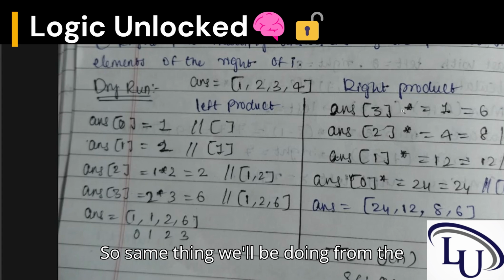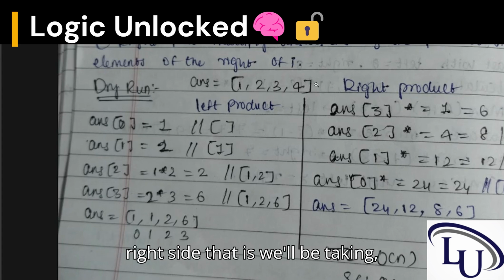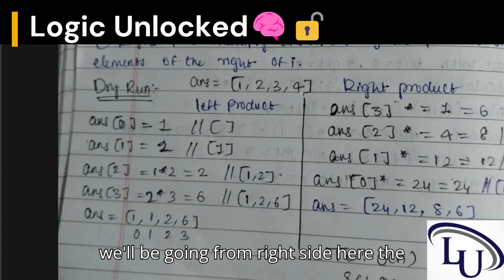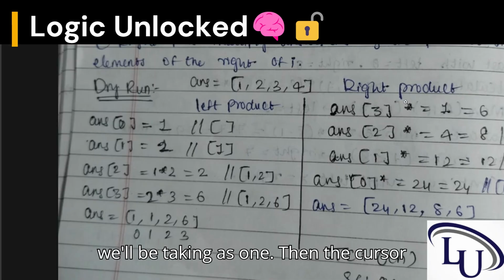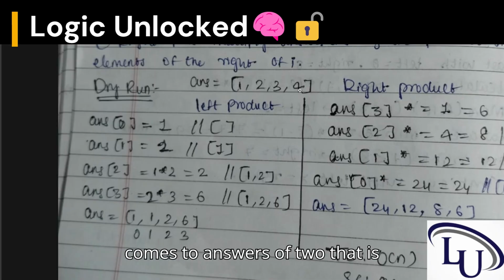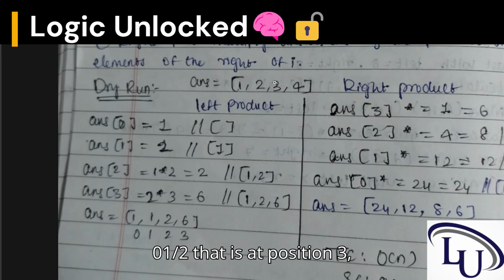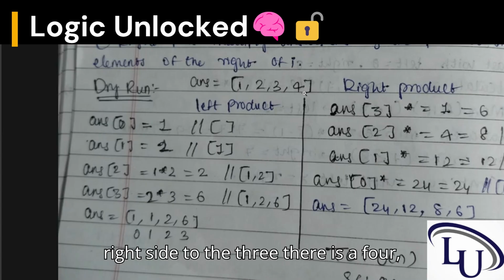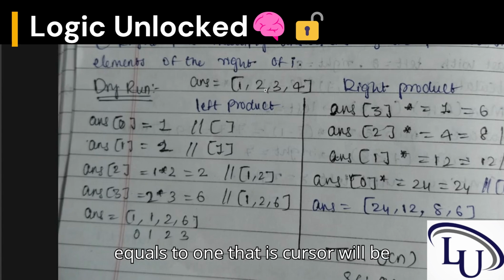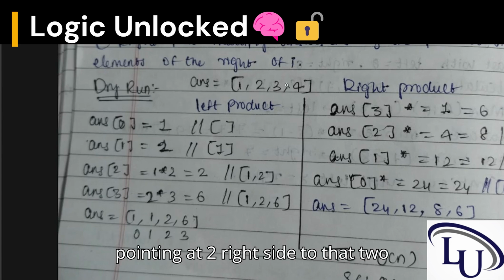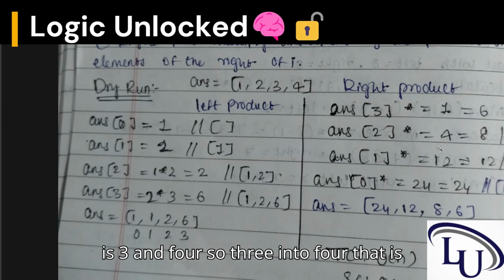The same thing we'll be doing from the right side, that is we'll be going from the right. Here the cursor will be pointing at 4. Right side of the 4 there is nothing, so we'll be taking 1. Then the cursor comes to index 2, at position 3. Right side of the 3 there is a 4, so 1 into 4, that is 4. Then i equals 1, the cursor is pointing at 2. Right side of that 2 is 3 and 4, so 3 into 4, that is 12.